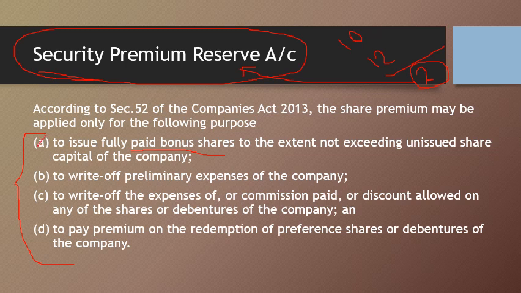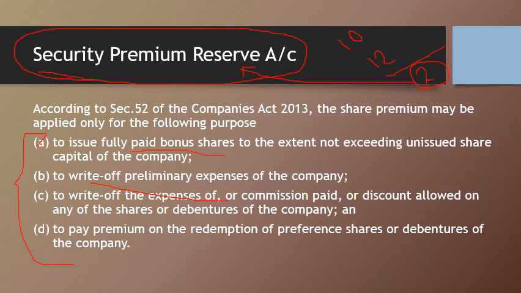And the second is to write off preliminary expenses of the company. At the preliminary stage, a company may have different expenses, such as promotional expenses or registration expenses. What do we mean by preliminary expenses? All those expenses incurred before the company came into existence are termed preliminary expenses. To write off such preliminary expenses, the security premium reserve balance can be used.